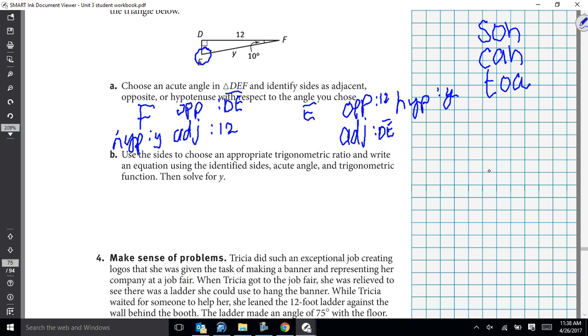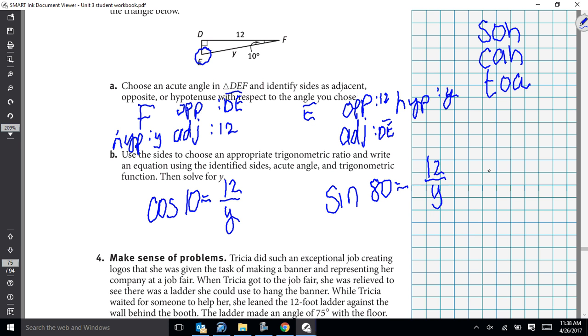The sine is for F, the cosine is for E. So here we have opposite, right? And hypotenuse. So which of these uses opposite and hypotenuse? So we'll have sine of angle E. What's the measure of angle E? 80. And that equals 12 over y. And then if we're looking at F, we have cosine of F, which is 10 degrees, and that is adjacent over hypotenuse.